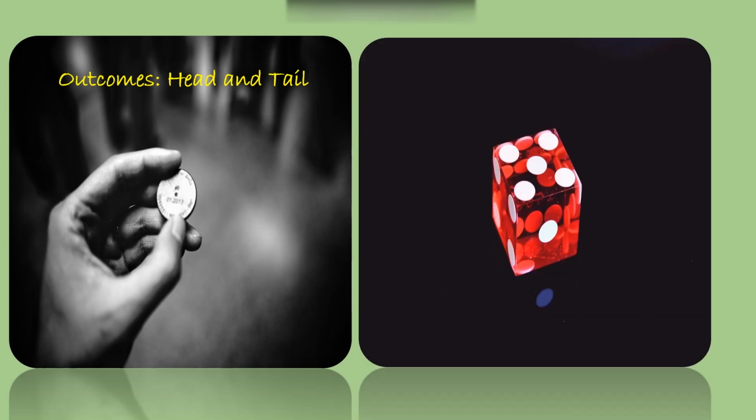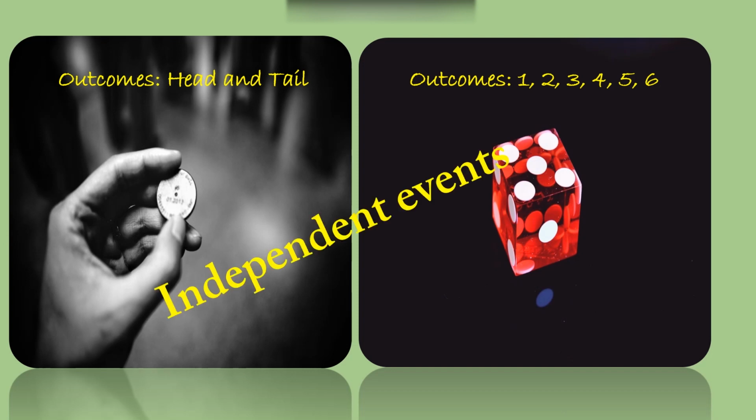So let's say the first event is that you toss a coin. The possible outcomes would be either a head or a tail. Let's say the next event is that you roll a die. Now the possible outcomes have nothing to do with what outcome you got on the coin, because the die has a different set of outcomes. It could be either 1, 2, 3, 4, 5 or 6. The two events are totally unrelated. This is what is considered as independent events.